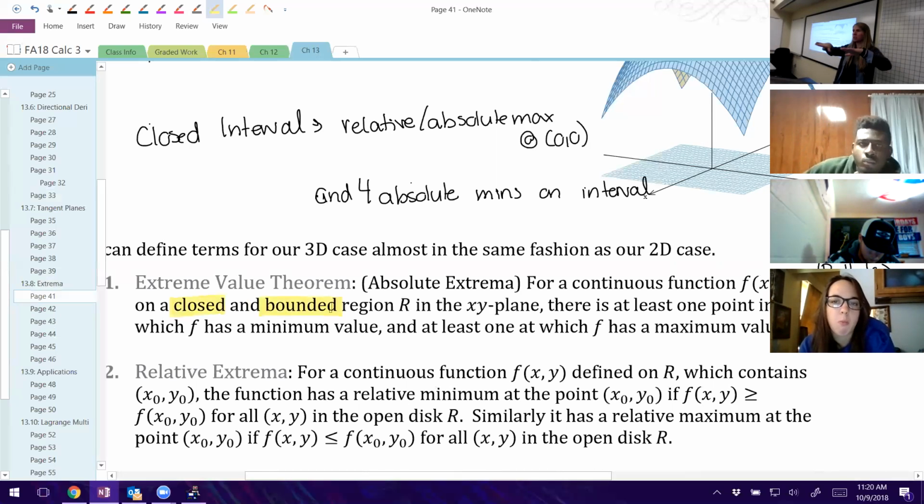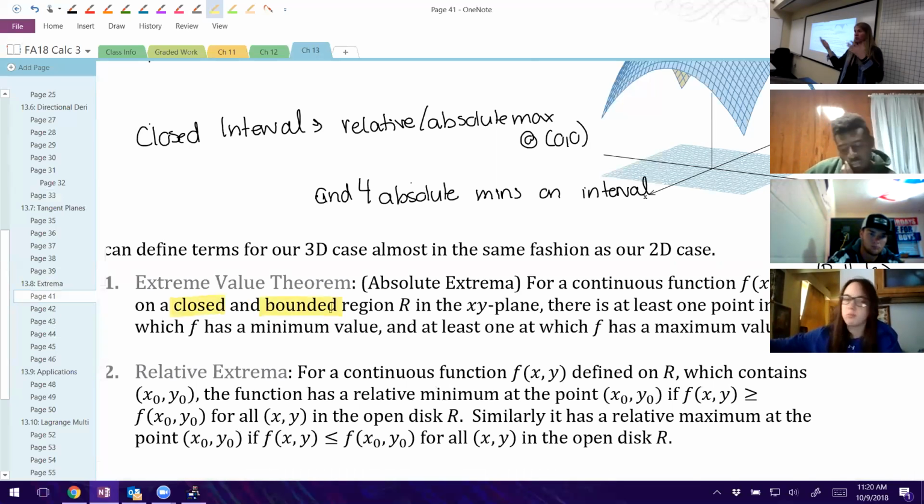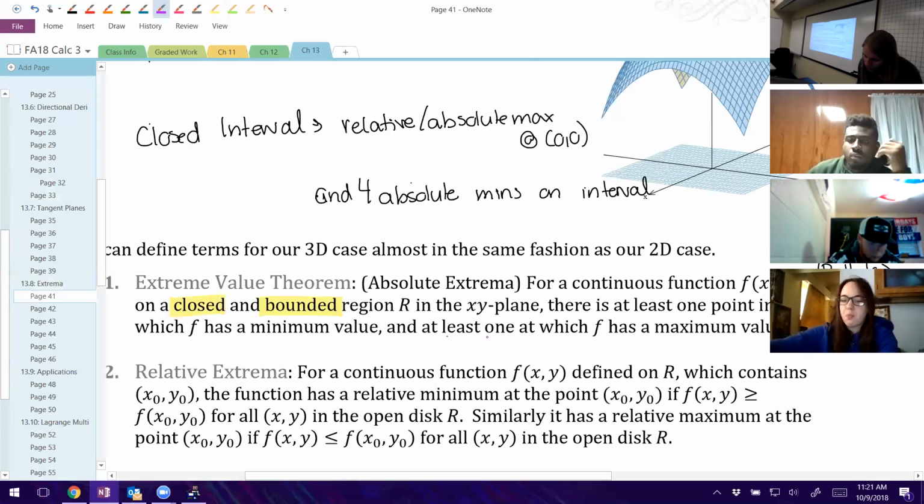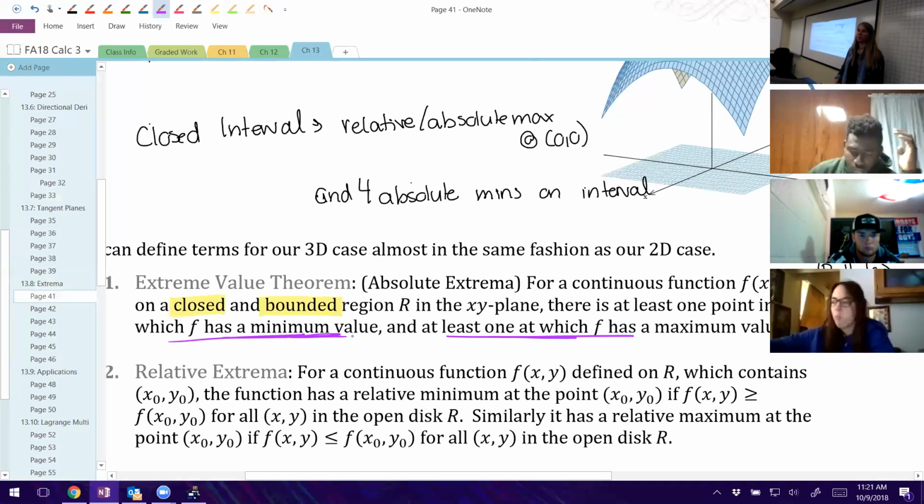If we force this continuous surface to be on a closed region, we're making sure it starts and it stops. Basically, we're saying, okay, no asymptotes. We're not going off forever to infinity, which wouldn't have a max. We are forcing this thing to start and stop. If we do that, we will have at least one minimum value and at least one maximum value. So in the picture above, we have that max, and we've got 4 minimums. It's okay to have 4 of them.